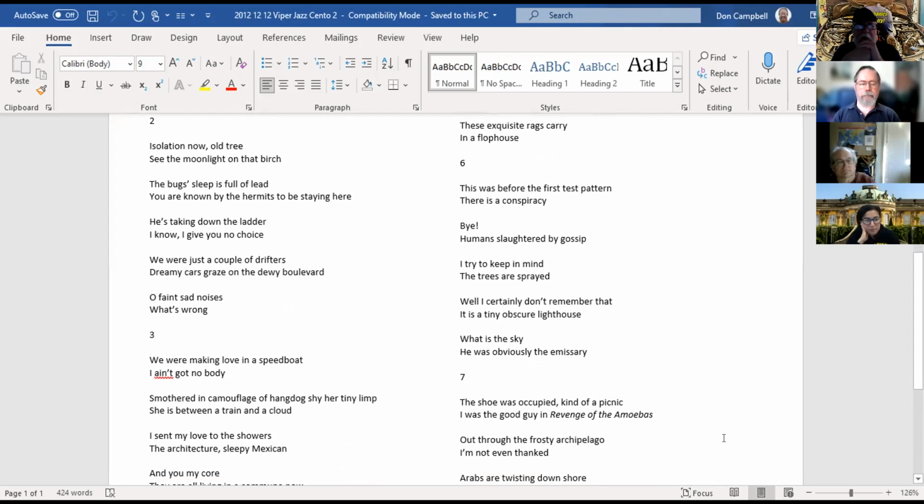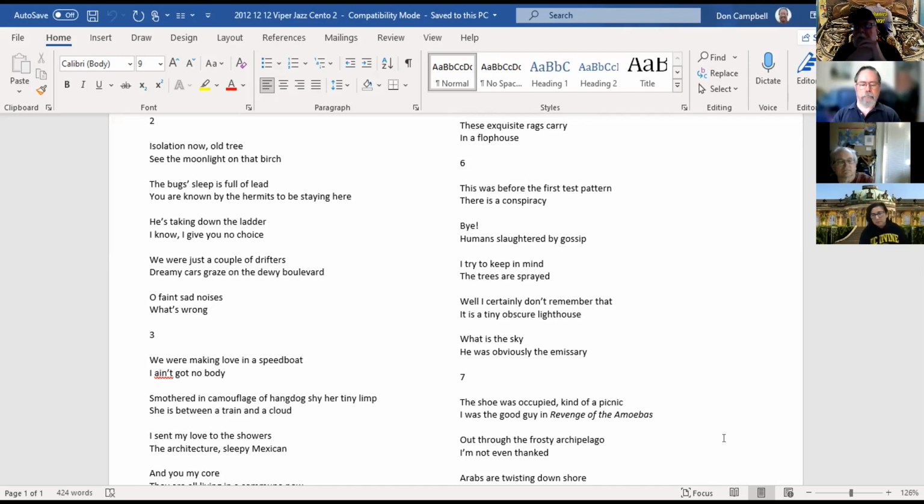Isolation now, old tree. See the moonlight on that birch? The bug's sleep is full of lead. You are known by the hermits to be staying here. He's taking down the ladder. I know I give you no choice. We were just a couple of drifters. Dreamy cars graze on the dewy boulevard. Oh, faint, sad noises. What's wrong?